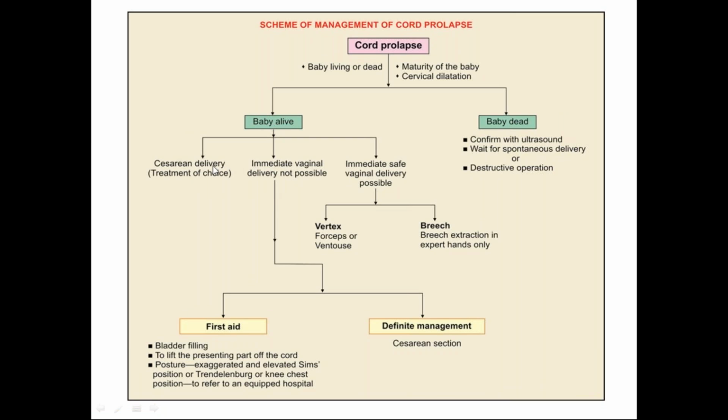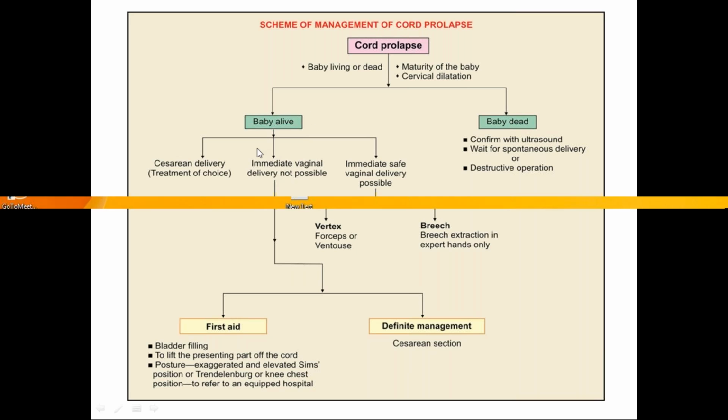If she is not going to deliver immediately, then go for cesarean section. If immediate delivery is possible, in vertex presentation go for forceps or ventouse to cut short the second stage of labor. In breech presentation, breech extraction is to be done.